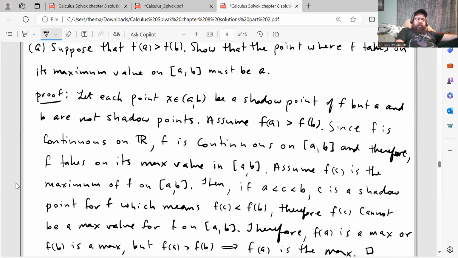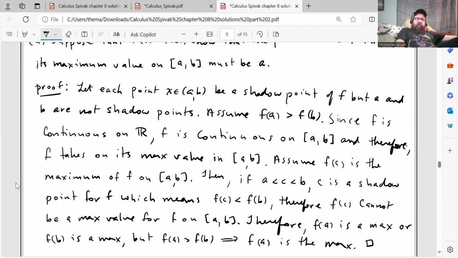Let each point x in the open interval from A to B be a shadow point of f, but A and B are not shadow points. Assume that f of A is strictly greater than f of B. Since f is continuous on the real numbers, f is continuous on the closed interval from A to B, and therefore f takes on its maximum value in the closed interval from A to B. That's one of the theorems from chapter 7. Assume f of C is the maximum of f on the closed interval from A to B.